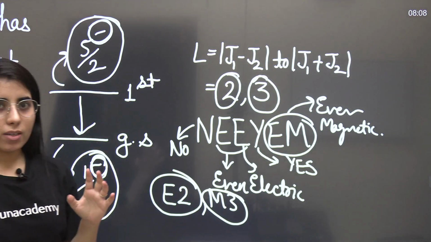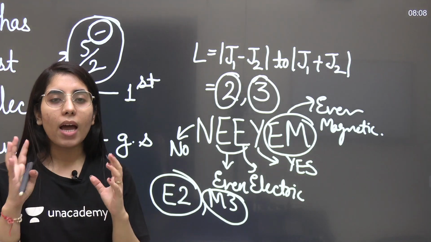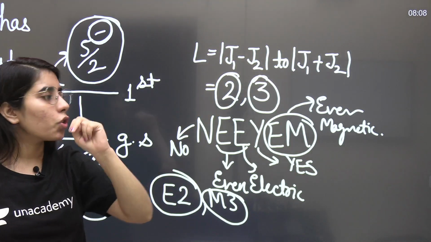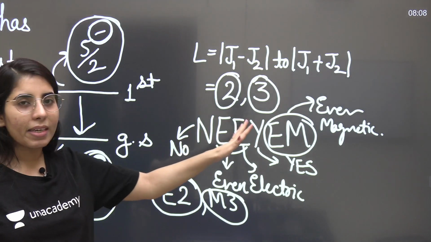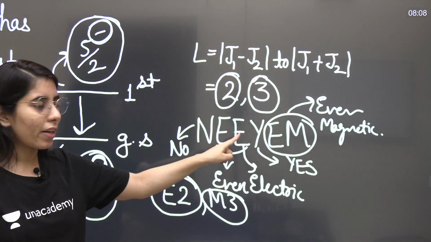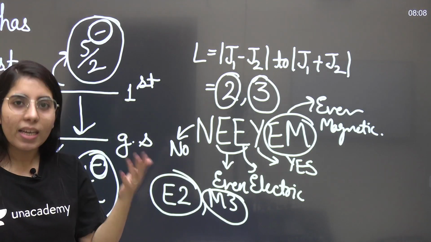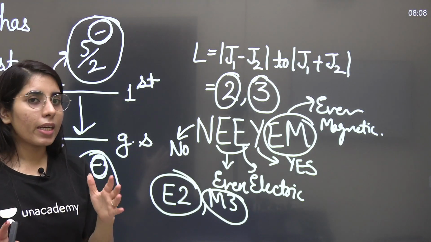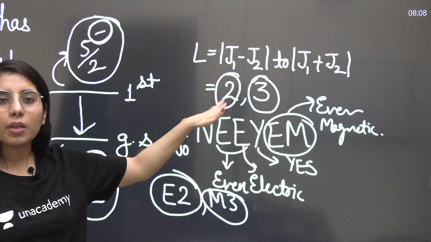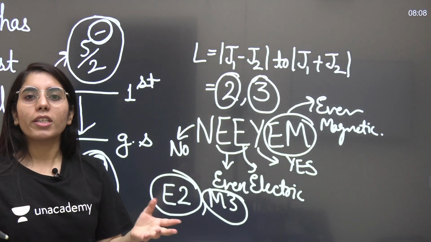I hope everybody has got it. I'm just going to repeat the steps. Have a look at this. Step number 1, get the L values. Step number 2, consider the trick NEEM. You will check the parities. Is the parity getting changed? No: even electric. If your answer is yes, the parity is getting changed, and you will say even magnetic, then the magnetic will be with the even number and the other one, electric, with the odd numbers.